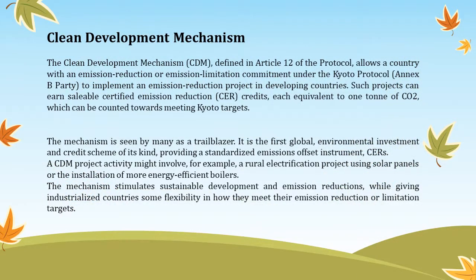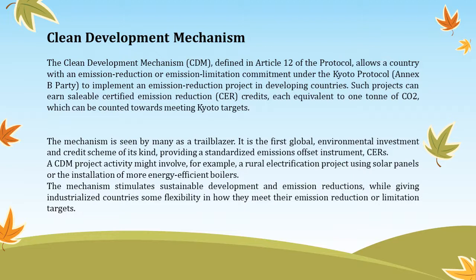When it comes to the Clean Development Mechanism, it is quite significant because it has been defined under Article 12 of the Kyoto Protocol. When you refer to this particular mechanism, it basically allows a country with an emission reduction or emission limitation commitment under the Kyoto Protocol, and these countries are also known as Annex B country parties, so for that you have to refer to Annex B, to implement an emission reduction project in developing countries.